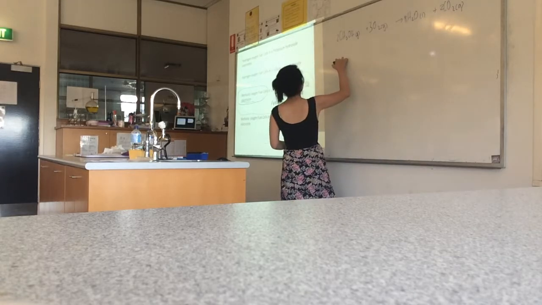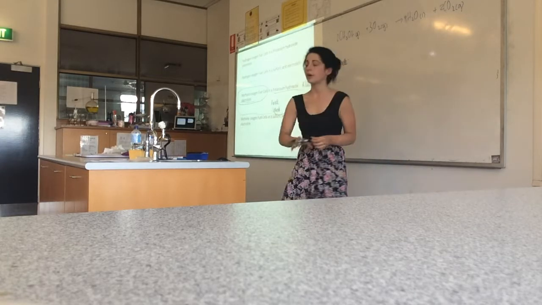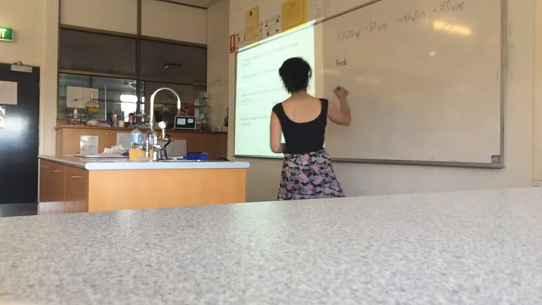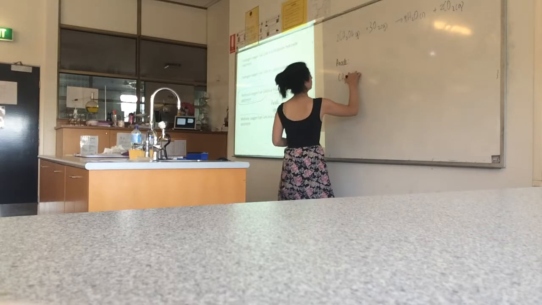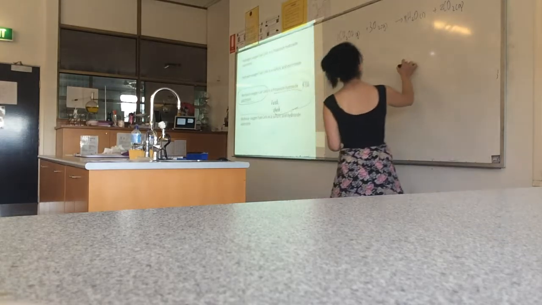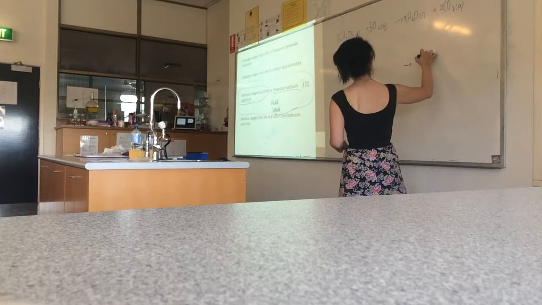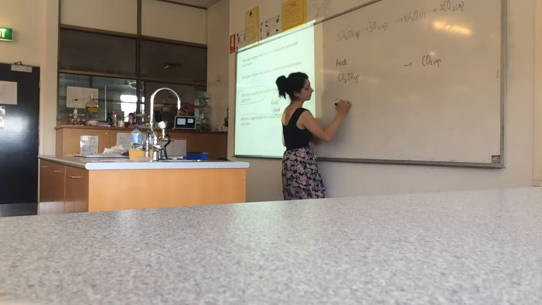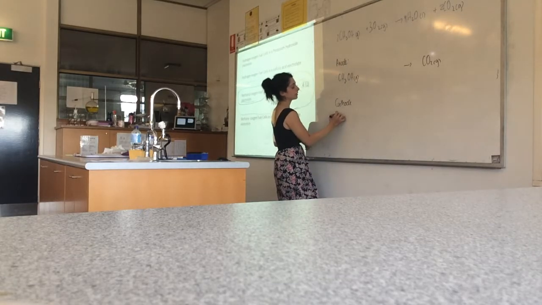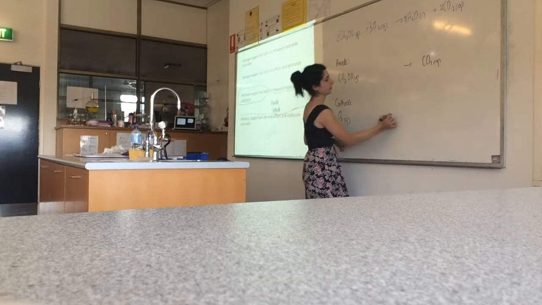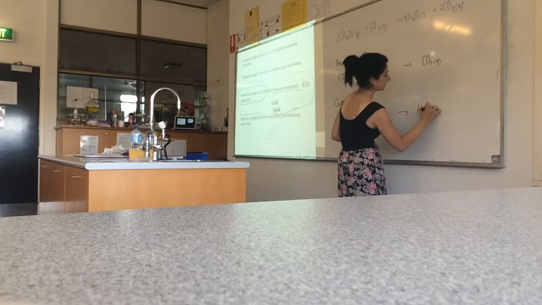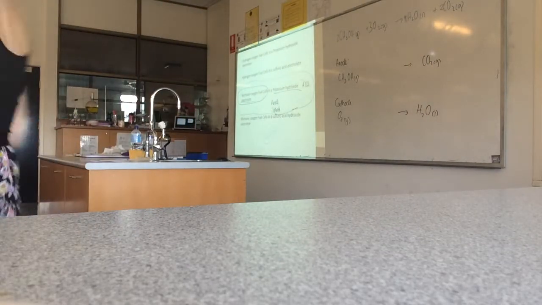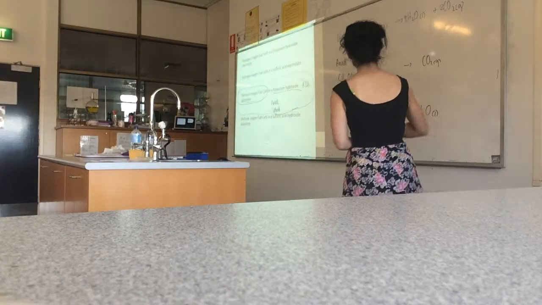So, do we have, at the anode, the oxidation of methanol to carbon dioxide? And at the cathode, we should have the reduction of oxygen to water. Is that what you guys did? Okay, cool. So let's start balancing.